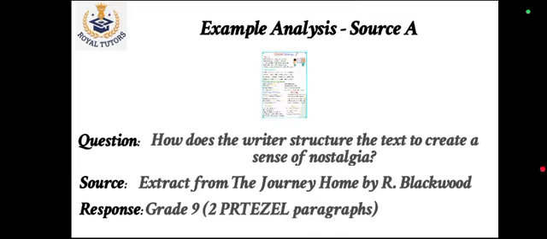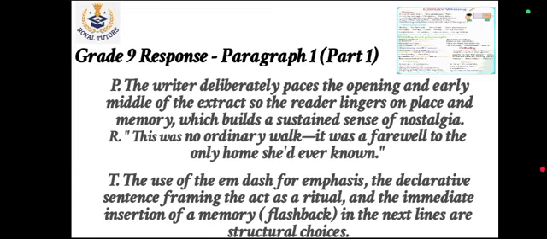Now, for my analysis of Source A, the question is, how does the writer structure the text to create a sense of nostalgia? Extract from The Journey Home by R. Blackwood. Now I'm going to give three paragraphs. Now for the point: the writer deliberately paces the opening and early middle of the extract so that the reader lingers on place and memory, which builds a sustained sense of nostalgia.